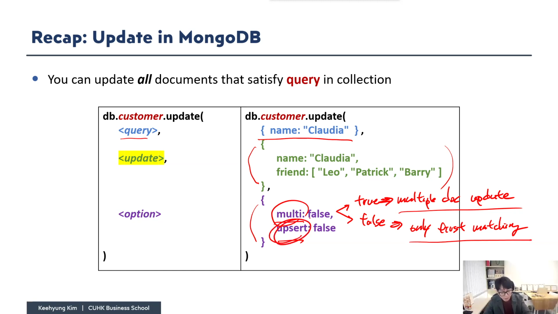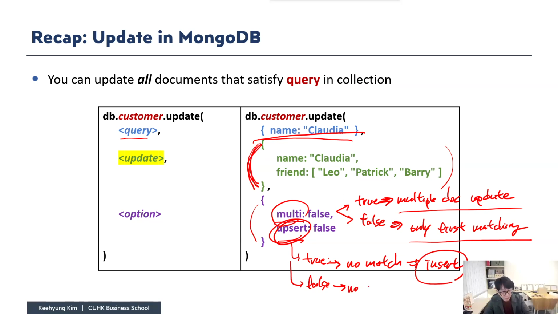And there's an upsert option. Upsert, again, can be true or false. If it's true, it means that if there's no match, it's possible you specify a query here, but there's no match of that document in the collection, then we insert the document you specify here. If upsert is false, and there's no match, then it just does nothing. You will not insert this document into the collection. So that's the main difference between these two options.